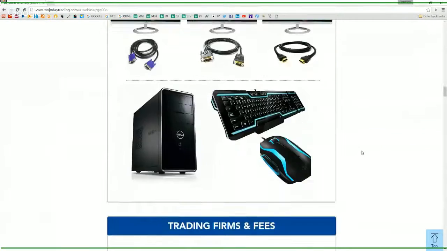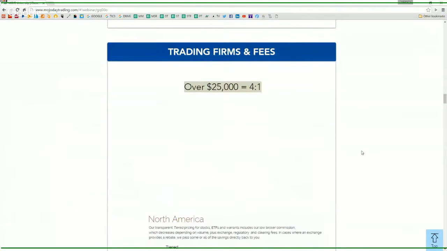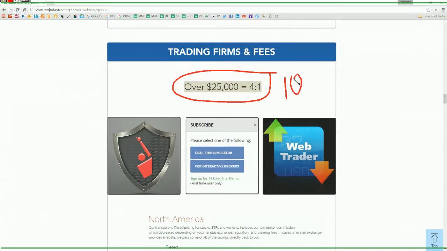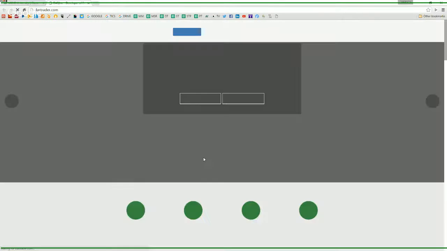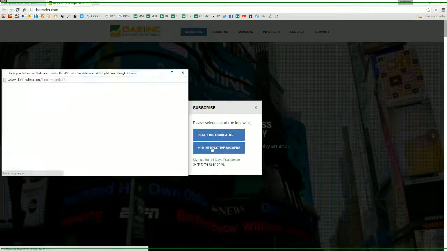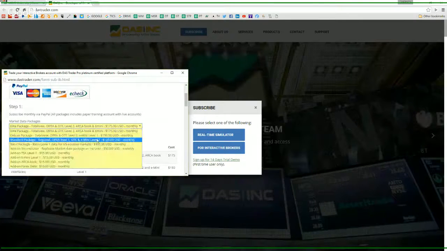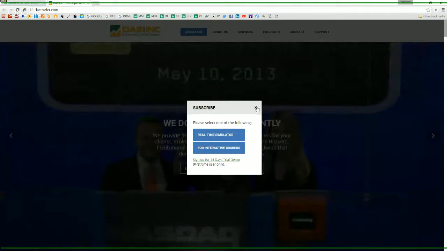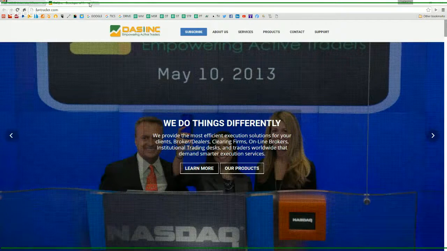So that's my setup. Here's how you trade. If you've got over $25,000, you get 4-to-1 buying power. It's 100 grand. I trade with Interactive Brokers. You go to DAS Trader. You click right here for Interactive Brokers. You go to DAS.com. You click subscribe for Interactive Brokers. You click your 120 a month, your 150 a month right here. Either one of those are good, or your 175 package, and you're set with your DAS for the month. Okay? Done.